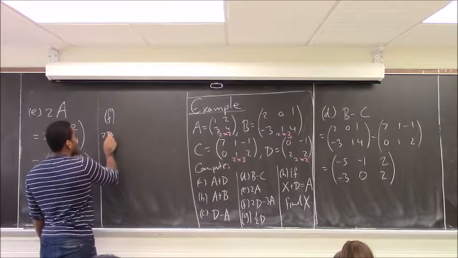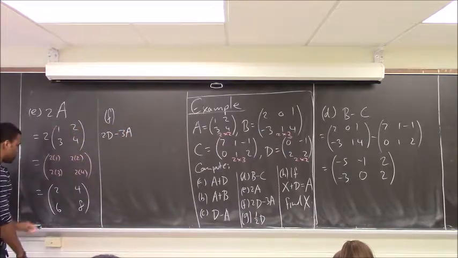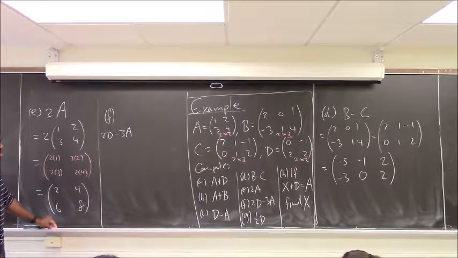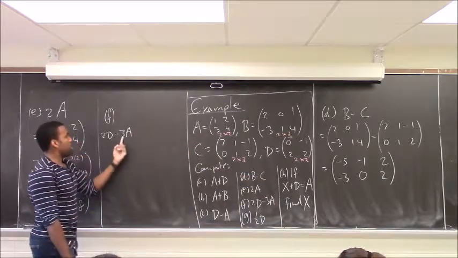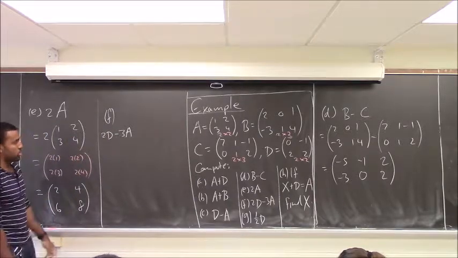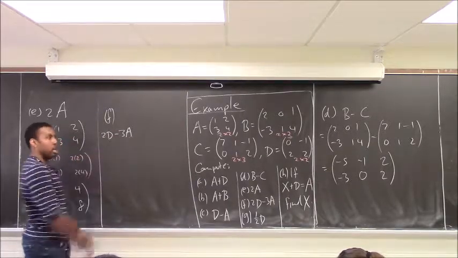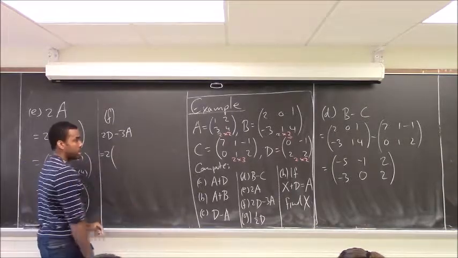Now we have 2d minus 3a. So we're subtracting 2 scalar multiples. The first thing we have to figure out is, would the sizes match up? Well, a is a 2 by 2 and d is a 2 by 2. Multiplying by scalars does not change the size, it just multiplies each corresponding entry. So these two will also be 2 by 2, which means it's possible to actually add them. So I'm going to go ahead and actually add them.